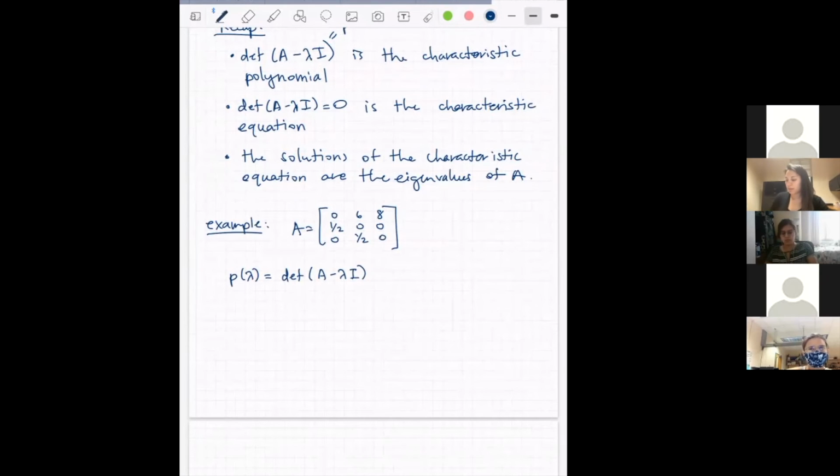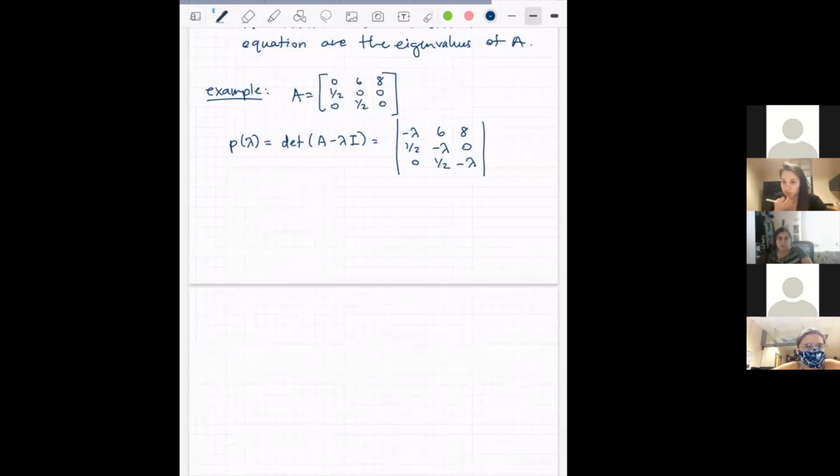So if we look at A minus lambda I, we'll just get negative lambda in each of the diagonal entries, right? Those were all zeros. When we subtract lambda I, we'll get negative lambda for each of those. And the other entries stay the same. 0, 0, 1/2 minus lambda. And we just want to take the determinant of this guy. Right? So this is a 3x3 determinant.